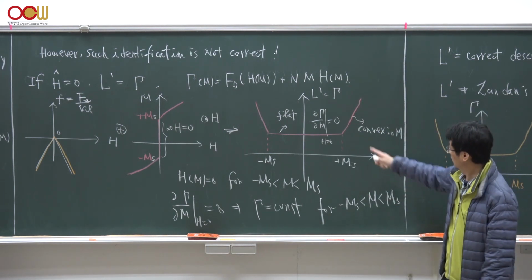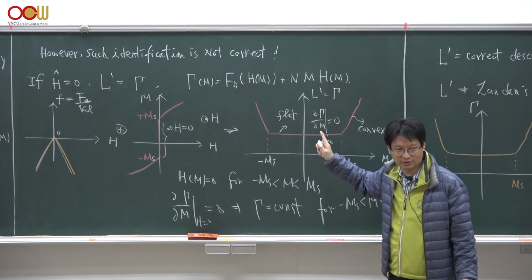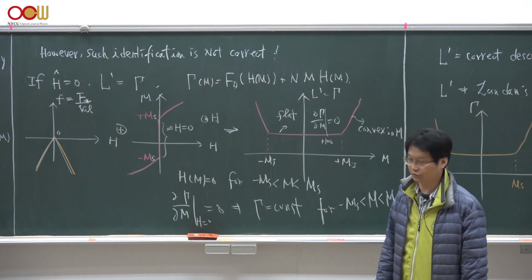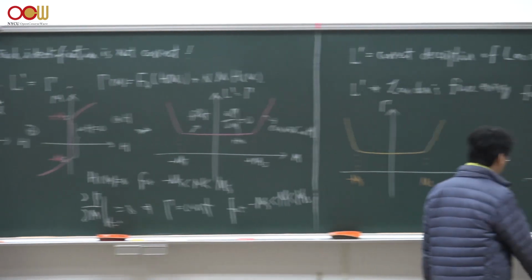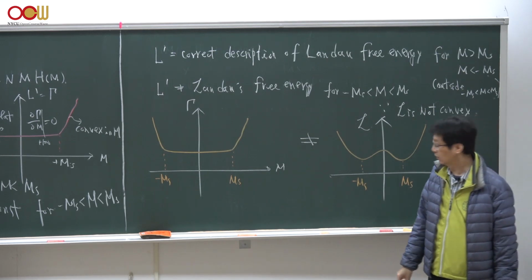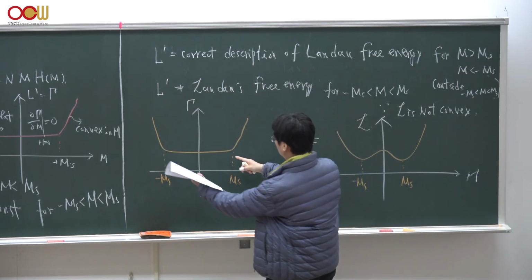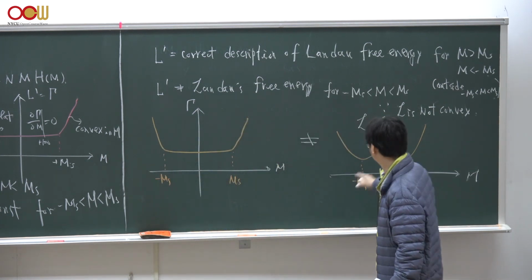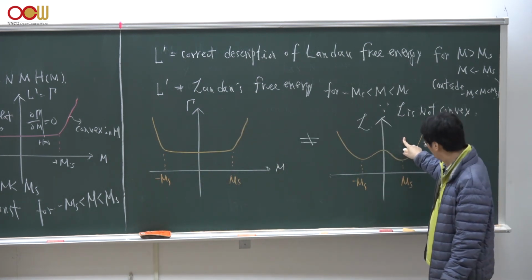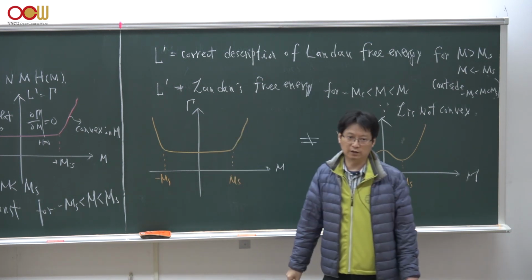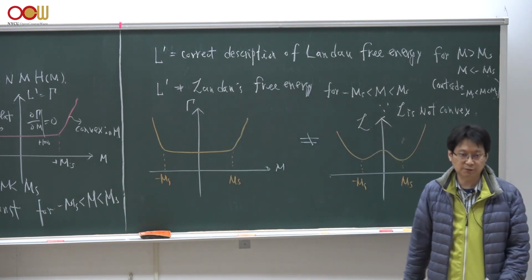Okay, however, this function is not entirely the same function as the Landau's free energy. Remember, Landau's free energy as a function of the order parameter shows a double well. Okay, so in the region outside of this spontaneous magnetization, you get a convex function in both the true Landau's free energy functional, as well as your candidate or proposal for Landau's free energy in terms of the Gibbs free energy.